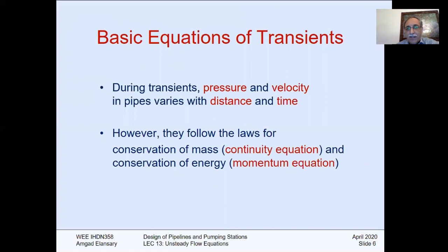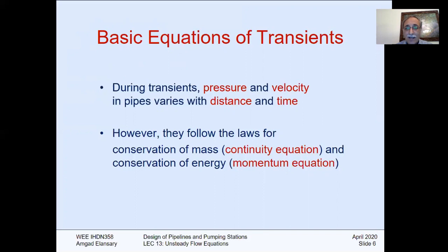Basic equations of transients. During a transient, the pressure and velocity in the pipe vary with distance and time. Both of these parameters vary along the pipeline, with respect to distance and time, x and t. However, they follow the law of conservation of mass, which is the continuity equation, and the conservation of momentum, which is the momentum equation. I guess you have passed through continuity and momentum before, but now we're going to see them in a different shape.